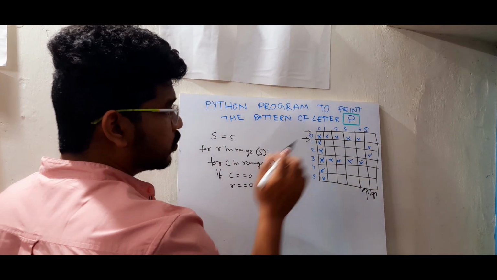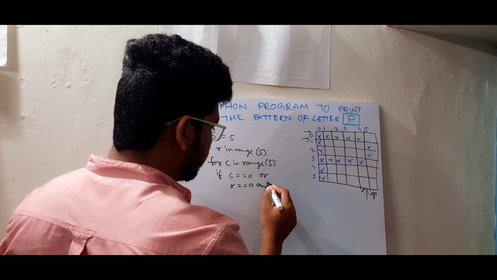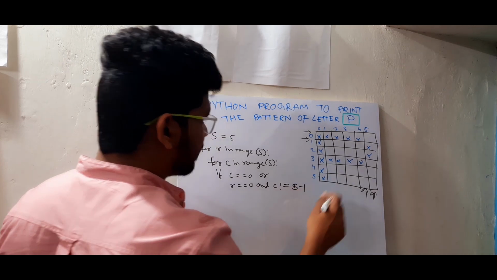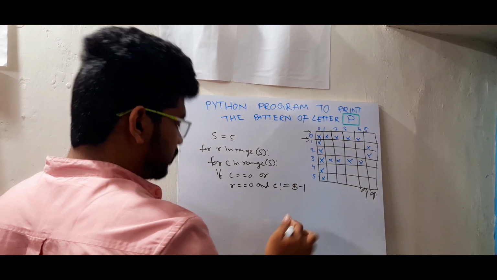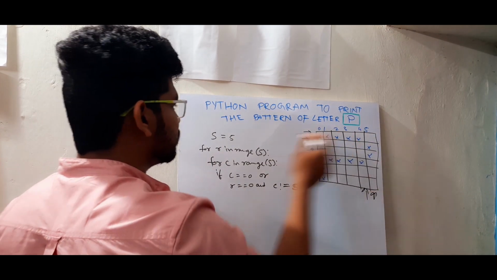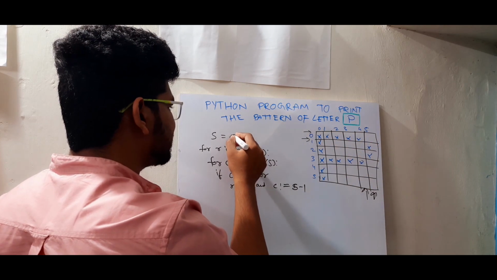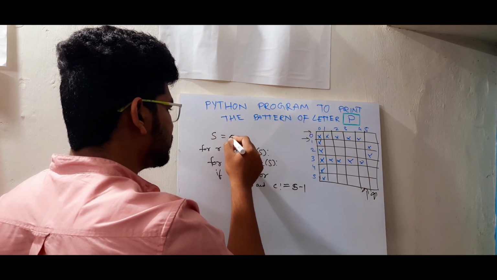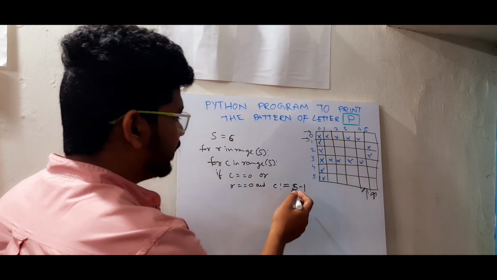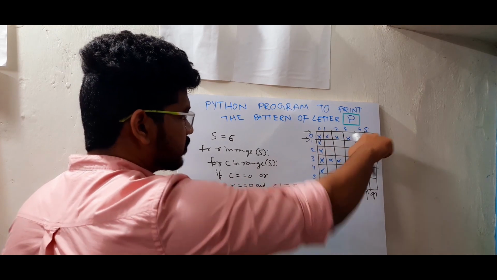To exclude that, I will write condition R equal to 0 and column not equal to S minus 1. That means this is the last column. Because S is the size, S minus 1 will be the last, because 5 minus 1 is 4, and the indices are 0, 1, 2, 3, 4. If you take size as 6, then 0, 1, 2, 3, 4, 5 is 6. Similarly, we took C not equal to S minus 1. So this first column and first row is completed.